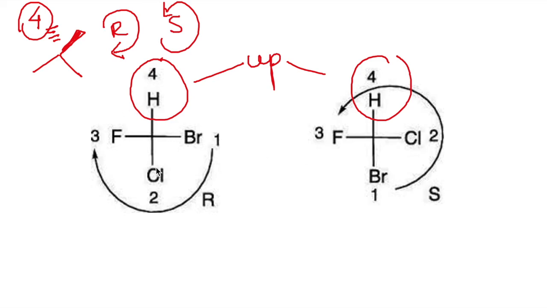So in order for a Fischer projection to tell us if that particular center that we're looking at is R or S, what we need to do is have the 4 at the top position. You see, a Fischer projection always has 4 positions, so the 4 has to always be there. It doesn't matter what you have in 1, 2, 3. And then if your 1, 2, 3 follow a clockwise setting, then it will be R. But if it follows the counterclockwise, then it will be S.